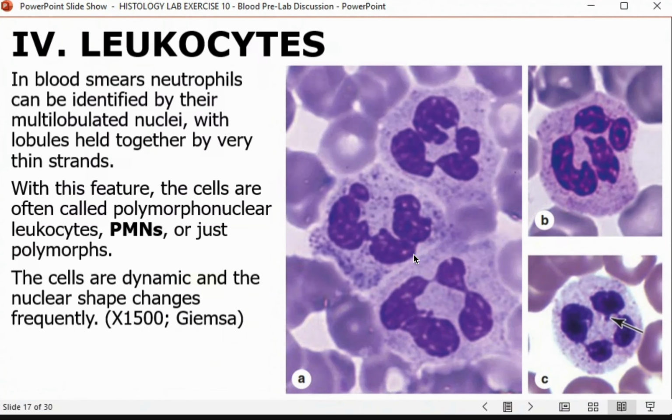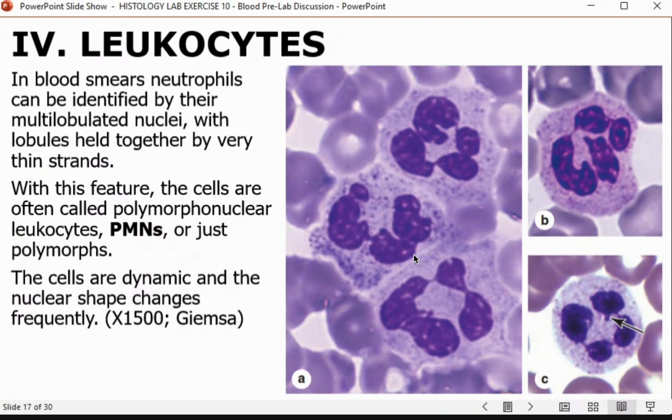So let's go over your granulocytes one by one. We'll start with our neutrophils. Neutrophils can be identified by their multilobulated nuclei, with lobules held together by very thin strands. So here, when we say multilobulated, this is one lobe, this is another lobe, this is another lobe, and this is another lobe. So four lobes, as you can see. This one has three. Regularly they have three to an average of four, mostly always four, but sometimes they can have three or five. Any more lobes, and perhaps there's a problem with your neutrophils.